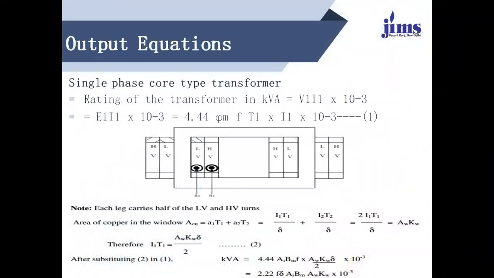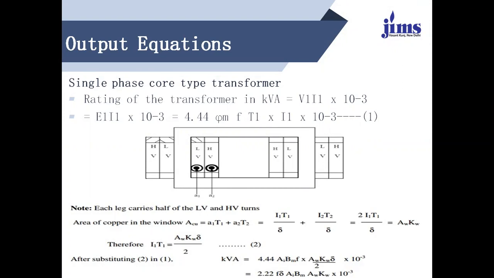This will be the output equation for a single phase core type transformer, where the first one will be the rating of the transformer. The transformer is rated in kVA and it is indicated as V1 I1 into 10 power minus 3 kVA. E1 I1 into 10 power minus 3 is equal to 4.44 phi m f T1 I1 into 10 power minus 3, since 4.44 phi m f T1 is the value of E1. When we place it in the general equation, we get this equation, which will be equation number 1.